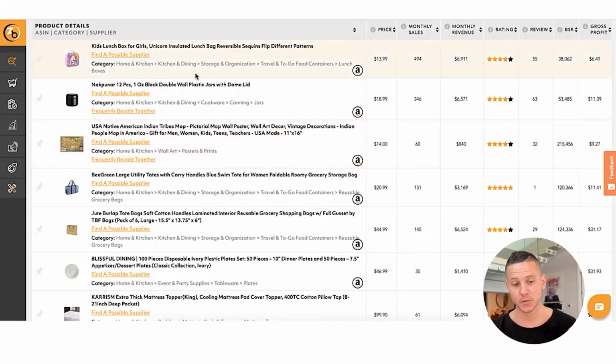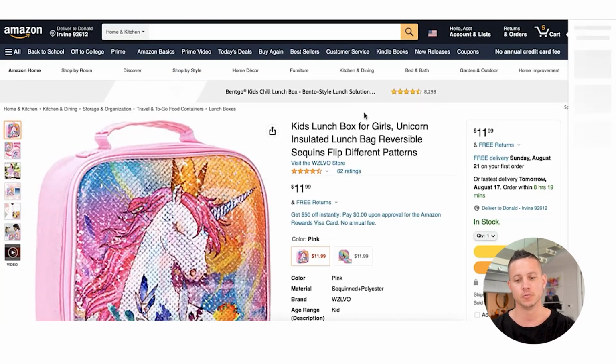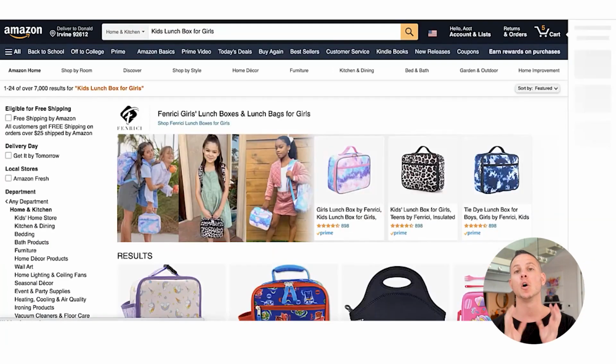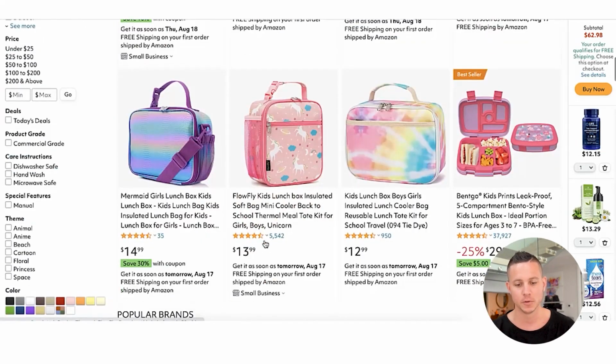One of the reasons that I like to use the keywords tab is because the keywords tab actually shows you overall product niches. And so what you'll see, for example, is like kids lunchbox for girls, right? This particular product has almost 7,000 in monthly revenue, only 55 reviews, right? But if we actually went and tried to find this particular product on Amazon, what I'm guaranteeing you right now is that if you type in kids lunchbox for girls into the Amazon search bar, you can see that there's way more reviews here: 5,500, 950, 37,000.